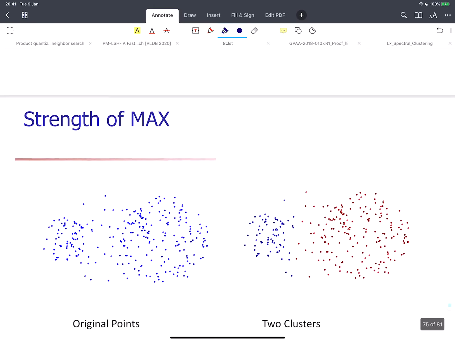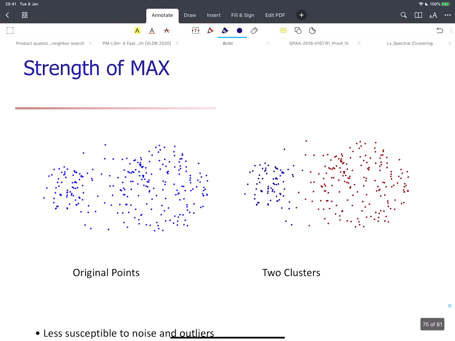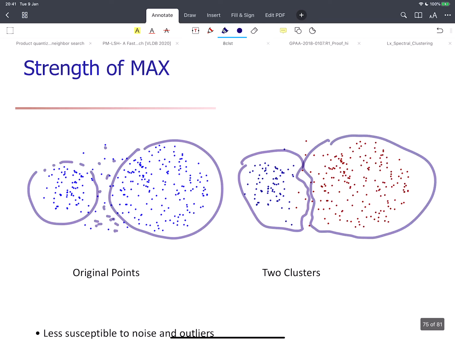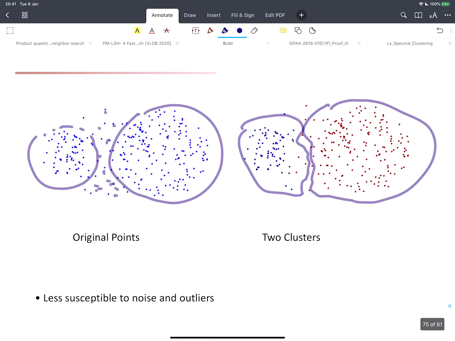So the strength of the max is that, if you remember, the original points roughly form two clusters, but last time we added some noisy points in between. And if you remember, the single link will actually eat into the larger part. But this is no more the case in max or complete link, where even with the noise, it tends to be this cluster and this cluster.